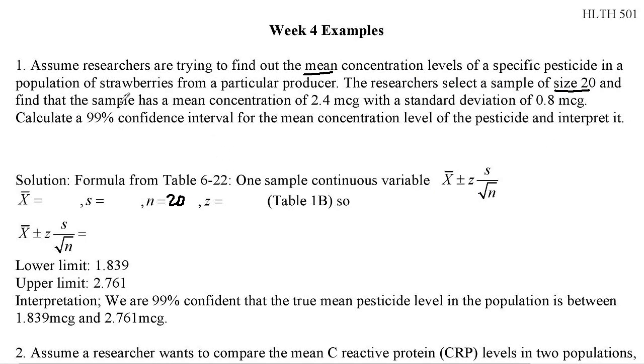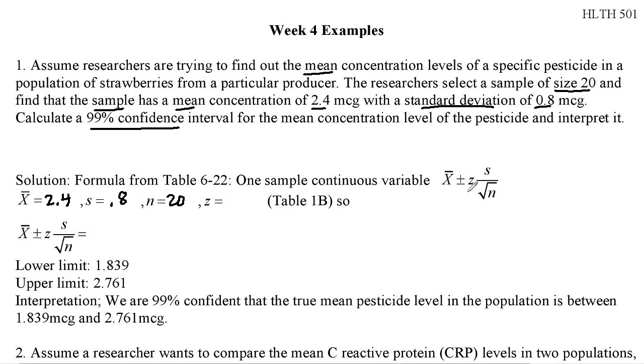And then they find that the sample has a mean of 2.4 micrograms, so that's x bar right here. And then the standard deviation is 0.8. So that's S, and that is right here. And then we're calculating a 99% confidence interval for the mean. So that's this formula here. The only value that we don't know is Z.